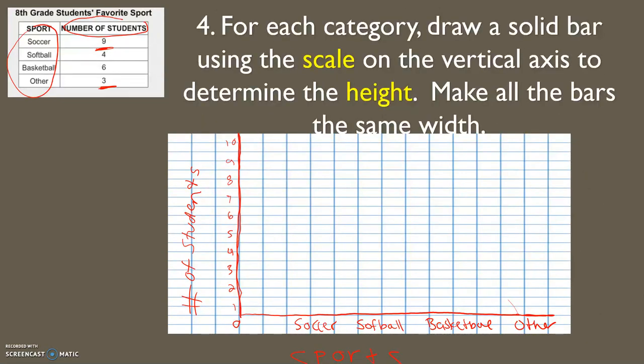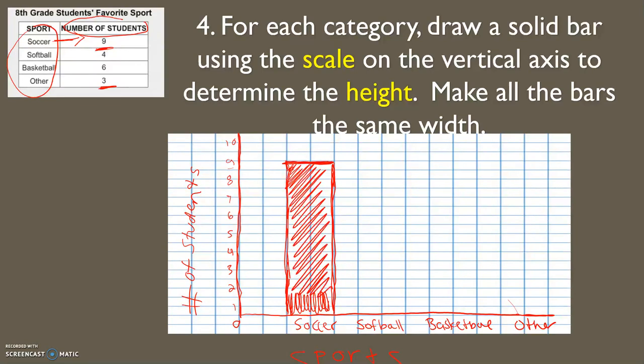The next step, for each category, draw a solid bar using the scale on the vertical axis to determine the height. Make all the bars the same width. So I'm going to come over here and I'm going to look at soccer. All right, 9 students voted soccer as being their favorite. And remember, we want to make them all the same width. So I'm going to make mine actually 2 rows wide. I'm going to do my best to make this straight. Now, notice how I have my bar coming up to here. If I look across at number 9 there, this is indicating that 9 people chose soccer as their favorite sport, okay? You wouldn't want to put the top of that bar any higher or any lower than the 9, because if you did, that would not be a good representation of your data. Okay? I'm just going to color my bar.